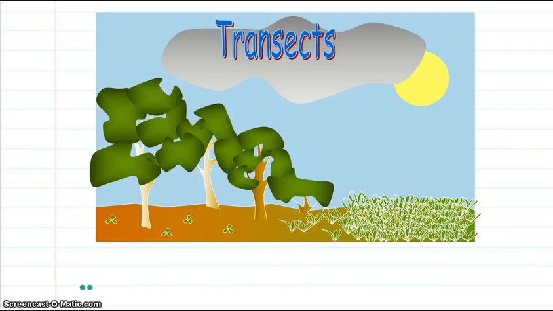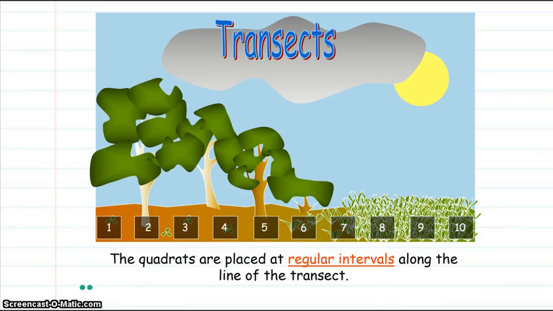Transect surveys are used to determine how species change from one habitat to another. In this instance, the quadrats are placed at regular intervals along the line of the transect. This could be used to investigate the effects of light or moisture level changes on the abundance of plants in different habitats.